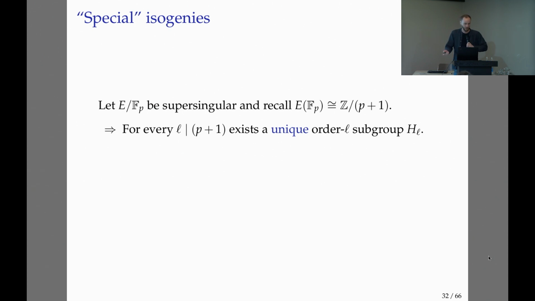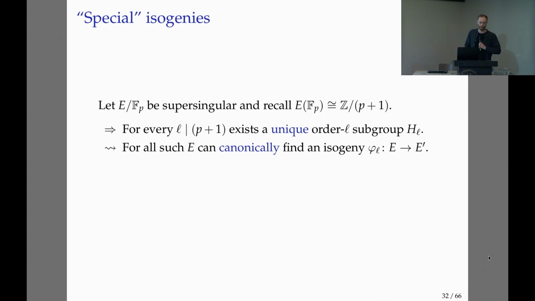And you can compute this unique subgroup just by finding a generator of the entire group. It's easy to do all of that if you have the factorization of p plus 1. And then it's easy to find an element that generates this subgroup H_L. So it's a point of order L that's rational over Fp, so both coordinates in Fp.